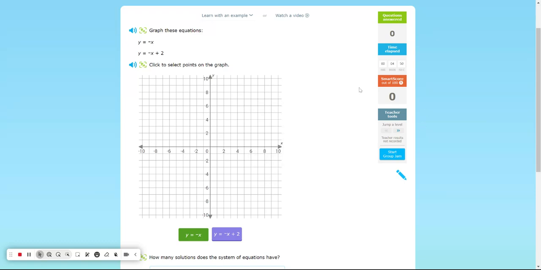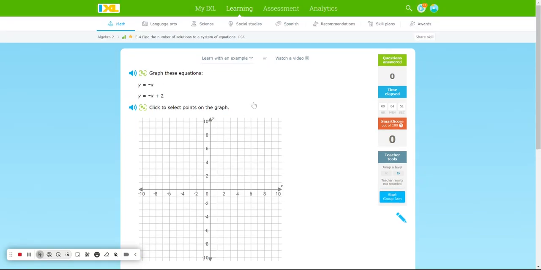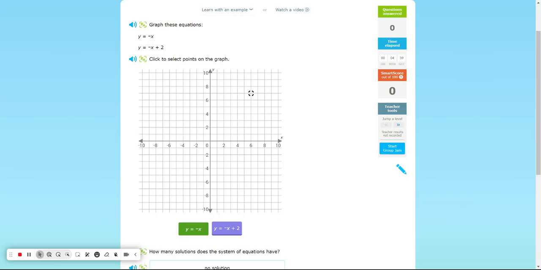Hello student, we go over E4, find the number of solutions to a system of equations. Okay, problem, the very first one.